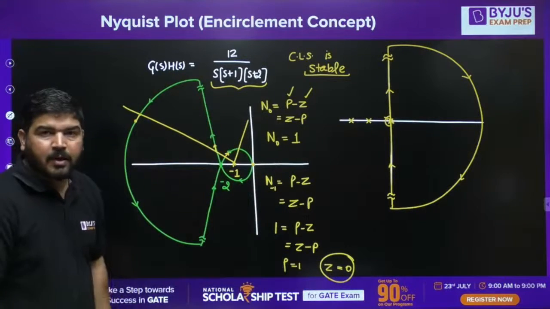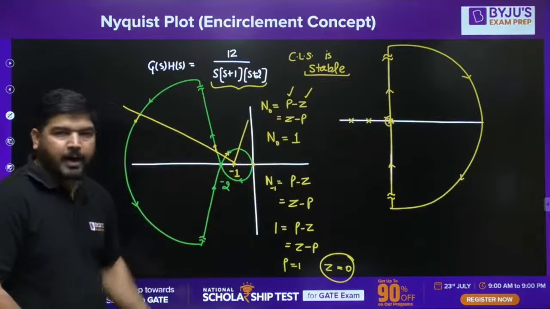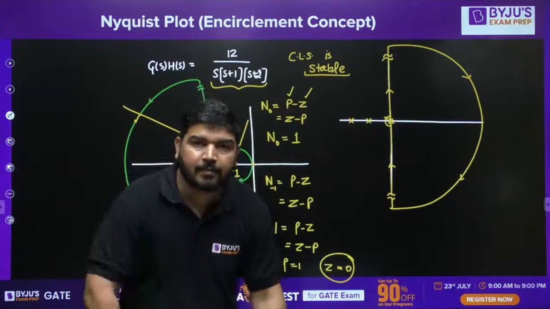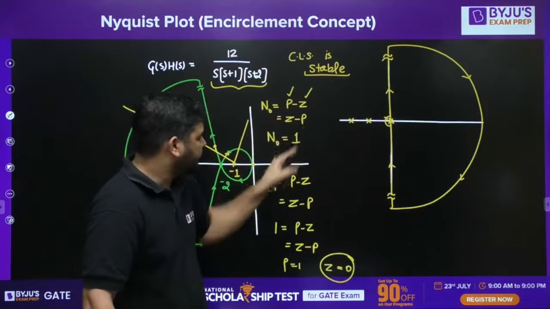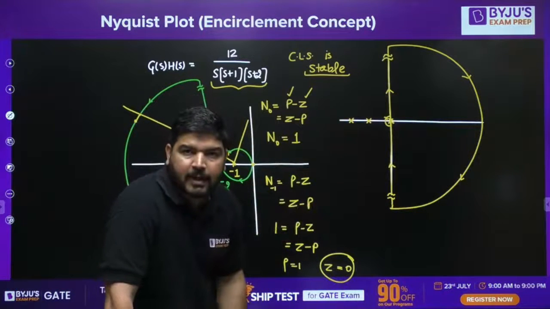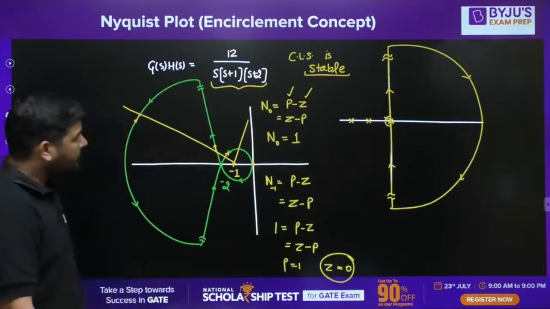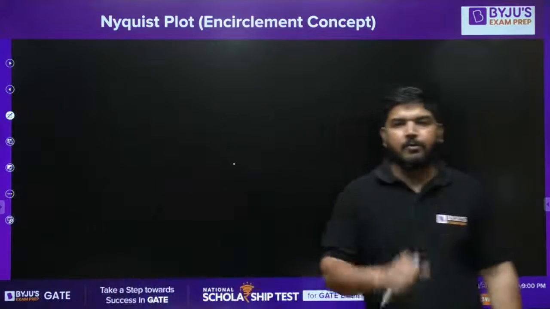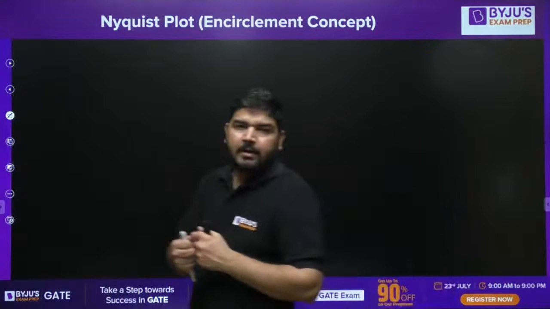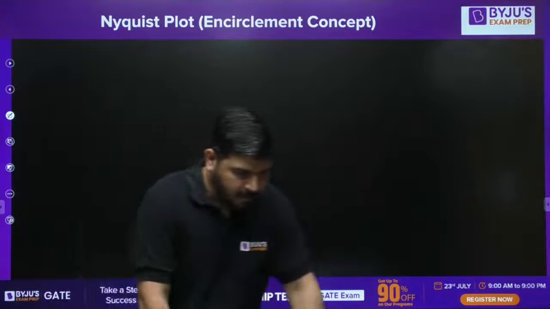In G(s)H(s), whether you are looking at the origin or at -1 will decide this. The meaning of P and Z is different in different cases. Okay. Now, let me give you one interesting case.